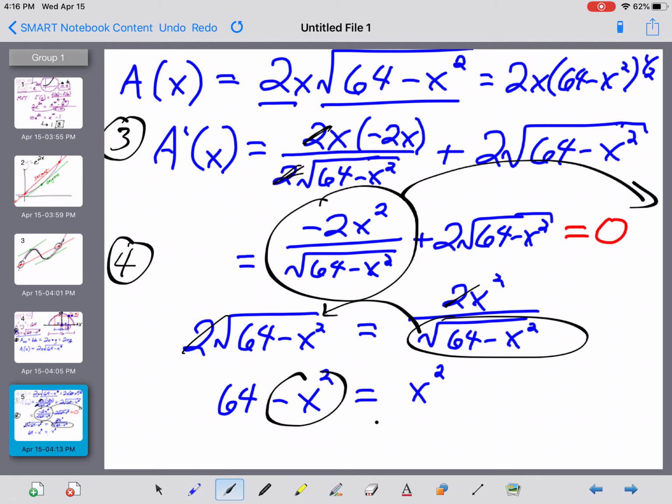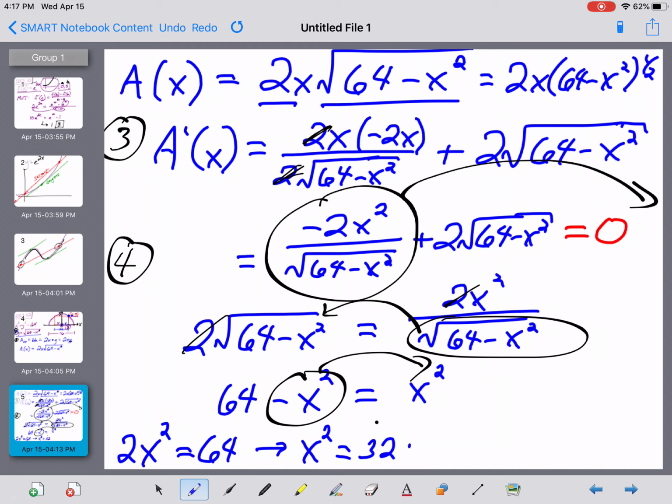Let's take that negative x squared from the left and ship it off to the right. That is going to give us, let's see if I can cram this on the bottom line, 2x squared is equal to 64. We're going to divide both sides by 2 to get x squared is equal to 32. We're going to take the square root of both sides now and get x is equal to the square root of 32. You do have to do this by hand. That 32 becomes 16 times 2, so this is 4 times the square root of 2.